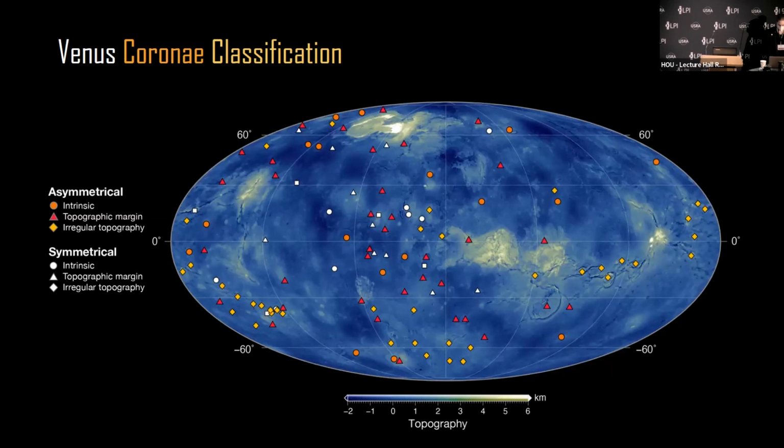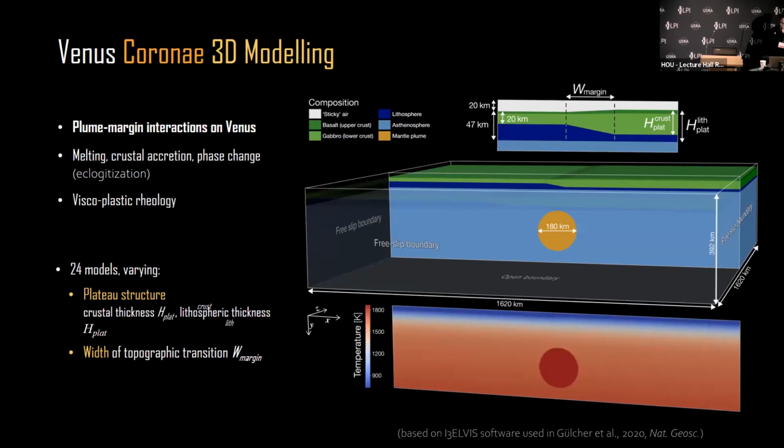So here I show the distribution that we found, and what I'd like to highlight, I'm not going to talk about it too much, is that all these localities of these red triangles are coronae that are situated along a topographic margin. And I'm not showing it here, but if you compare this with crustal thickness maps, it would also argue that these topographic margins also represent crustal thickness margins, like a crustal plateau along a crustal lowland. So next slide. So that's what motivated us to do some numerical modeling.